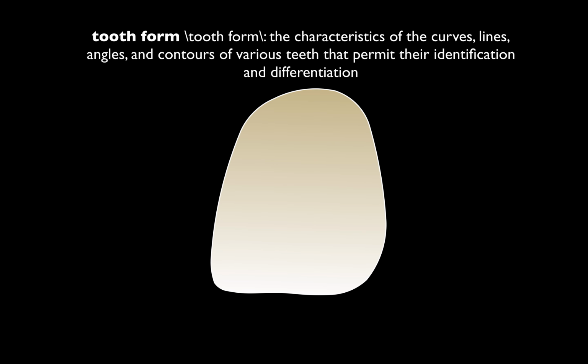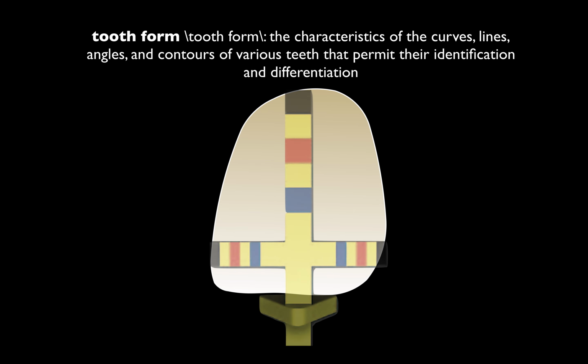The tooth form itself is the characteristics of the lines, the curves, and the contours that permit us to identify and differentiate teeth. One of the other things we need to look at is proportion. We know from various studies that there is a pleasant proportion of width to length, anywhere from 70 to 80% width to length ratio of anterior teeth. I've overlaid a template here, and you can see this central that I created is approximately 72% width to length, and this is considered pleasant.